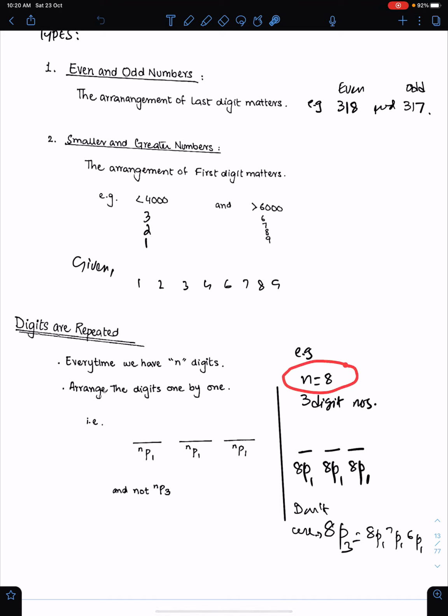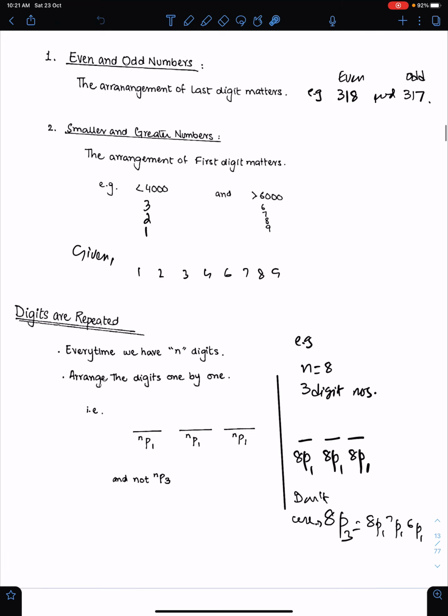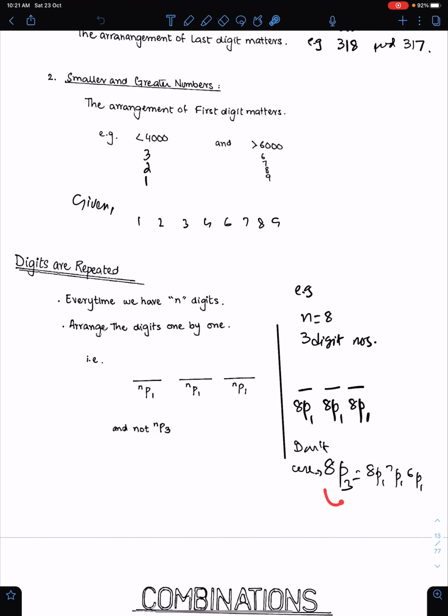For example, if we have 8 digits and we have to form 3-digit numbers and digits are repeated, we have to arrange all 3 digits separately. So 8P1 for the first digit, 8P1 for the second digit, and 8P1 for the third digit. Do not use 8P3 because 8P3 means 8P1, 7P1, 6P1. This means digits are not repeated. But for repeated digits, you have to arrange digits one by one.